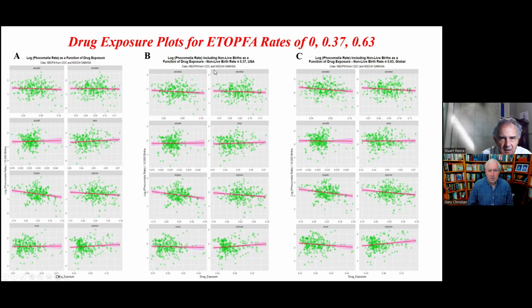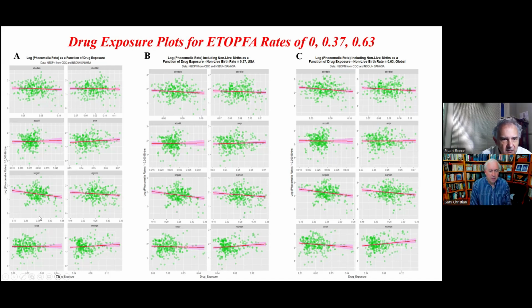But as the ETOPFA rate rises, 0.37 there and 0.63 here, you can see the slope of this cannabis curve rises significantly in association with increased drug exposure. Okay, and you're measuring that against a whole lot of other different drug types. Is that right? Correct?